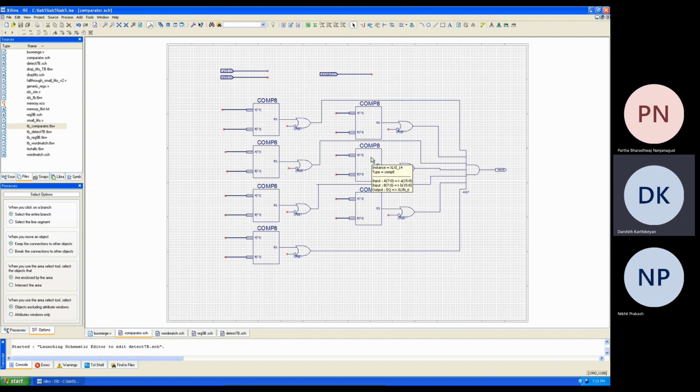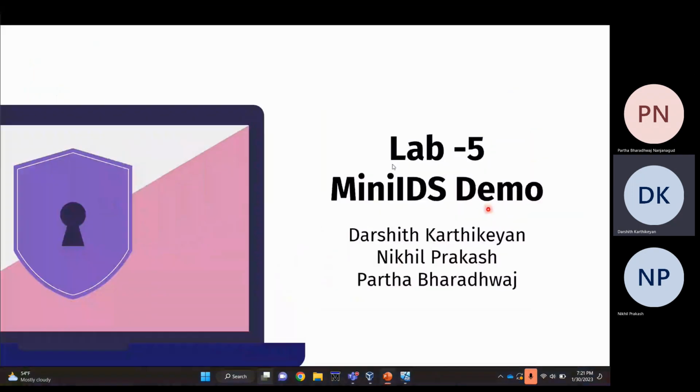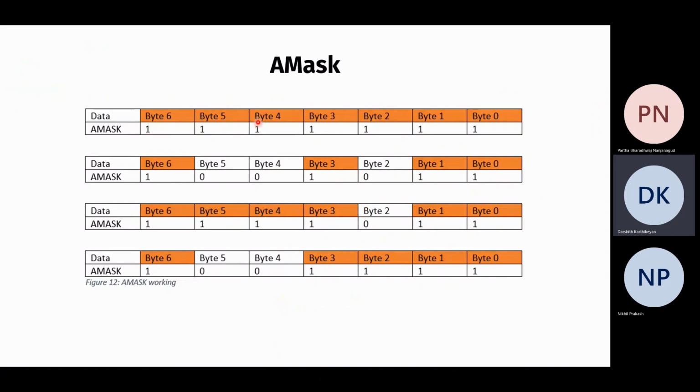Now we look at the working of the a mask using a small demonstration. This is the data, which is 7 bytes. Here all the a mask bits are 1, meaning that all of the bytes should be compared. Similarly, here the a mask bits are turned off for byte 5, byte 4, and byte 2, so these bytes will not be compared. In the next example, byte 2 will not be compared, and in the last example, byte 5 and byte 4 will not be compared.